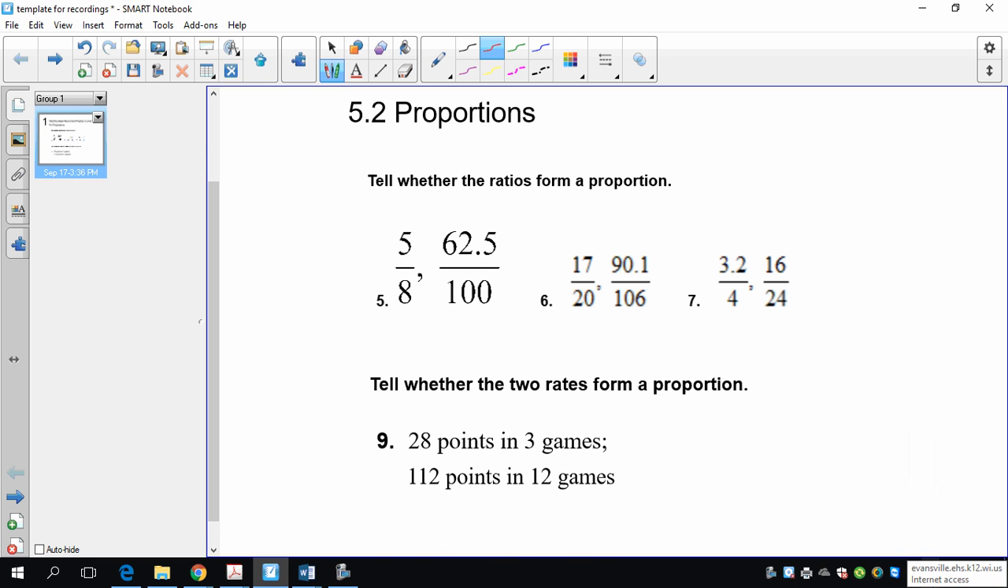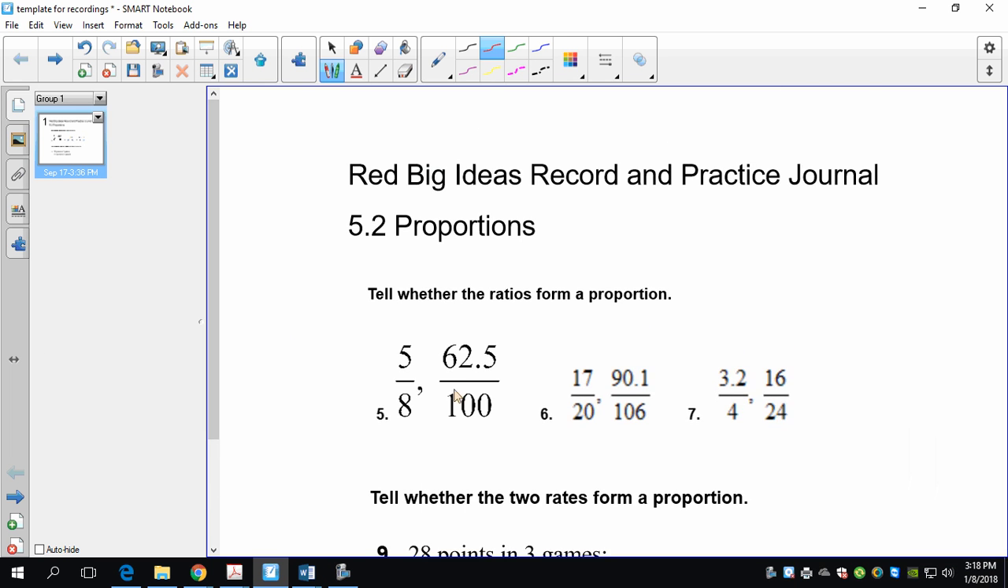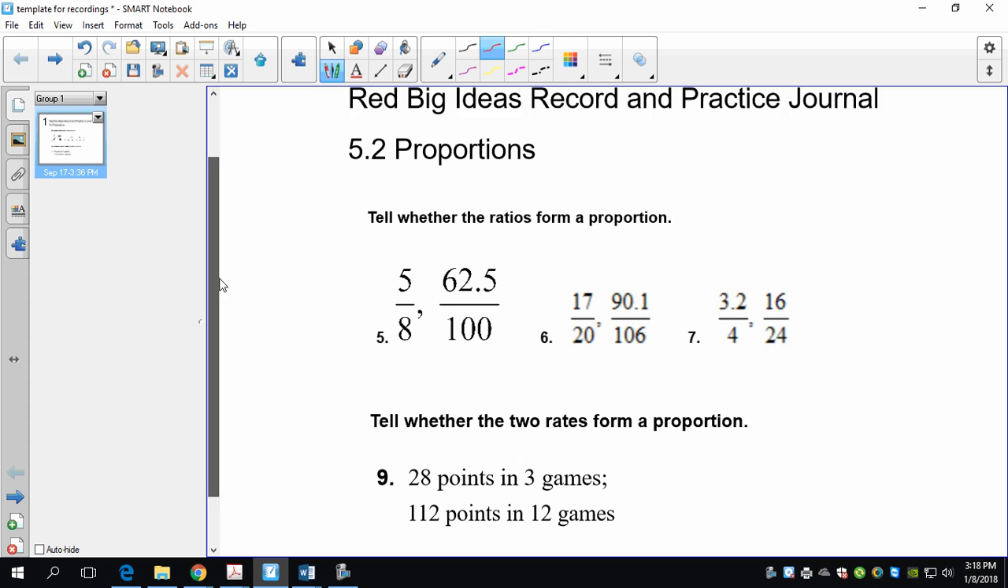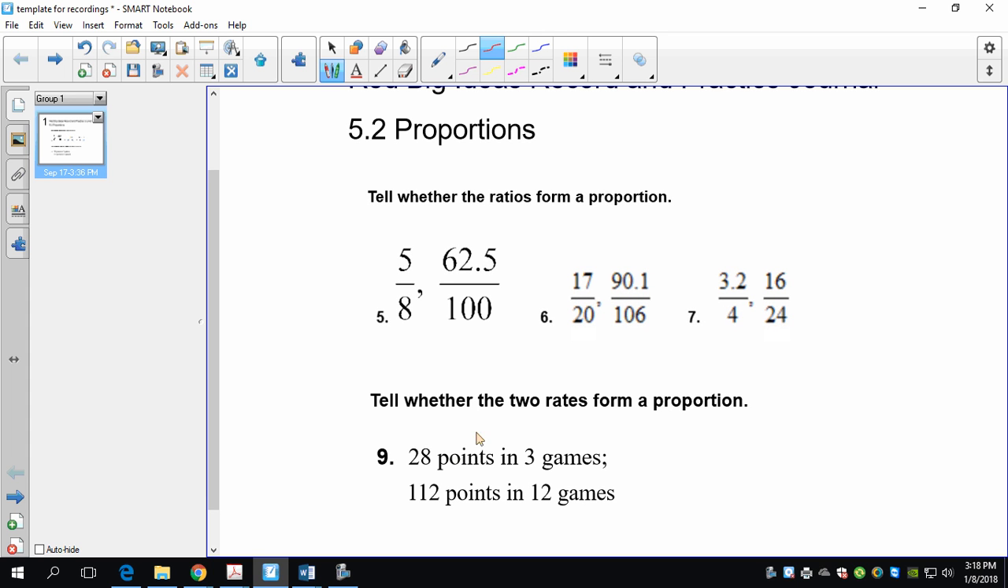We are working on 5.2 today with our Red Big Ideas Record and Practice Journal. And we are working on proportions. And proportions are just two ratios that are equal. So for 5, 6, 7, and 8, we're just trying to figure out if these ratios are actually equal.